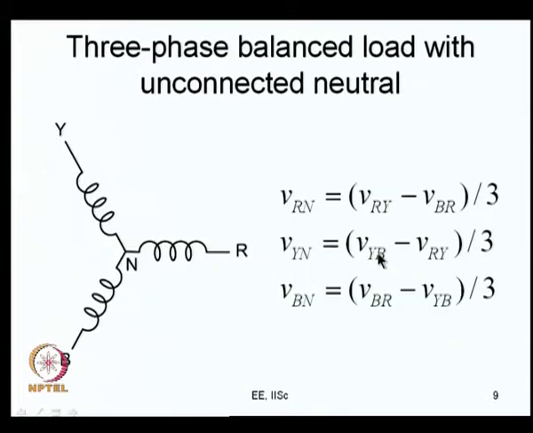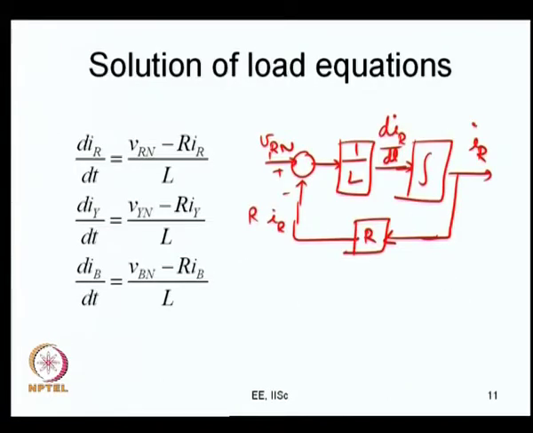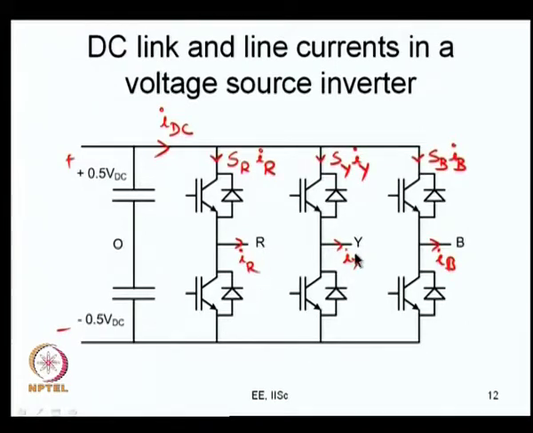And from here you can write down the 3 phase line to neutral voltages as I have shown there. So, up to this you come to the AC voltages. Once you have got the AC voltages, you require the load model. Now, considering an RL load, you can write down the 3 phase equations for the load and solve them, and the solution gives you IR, IY and IB. And once you get IR, IY, IB, you can multiply them respectively by the switching functions SR, SY and SB, and add them up to get your DC link current.